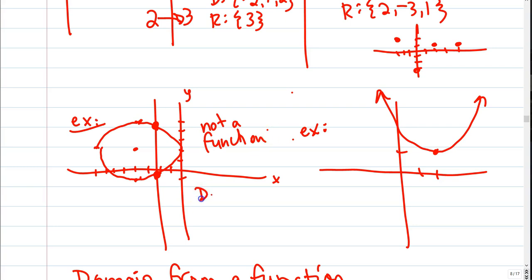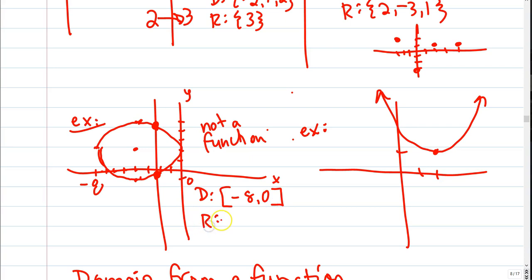What would the domain be? Well, what are the x values? Looks like this is the y-axis, so negative 1, 2, 3, 4, 5, 6, negative 7, about there at negative 8, and all the way to 0. So the domain would be between negative 8 and 0.